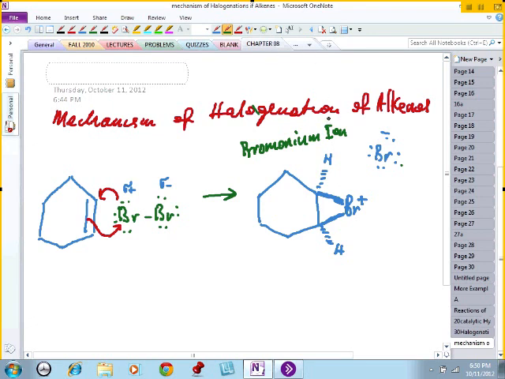So I'm going to give you two attacks. Supposing we have the attack on this side, or from this side. Okay, keep in mind the bromine is on top, so this bromide ion is coming from the back. Let us call this attack A, and this attack B. Okay, so what is the product for A?